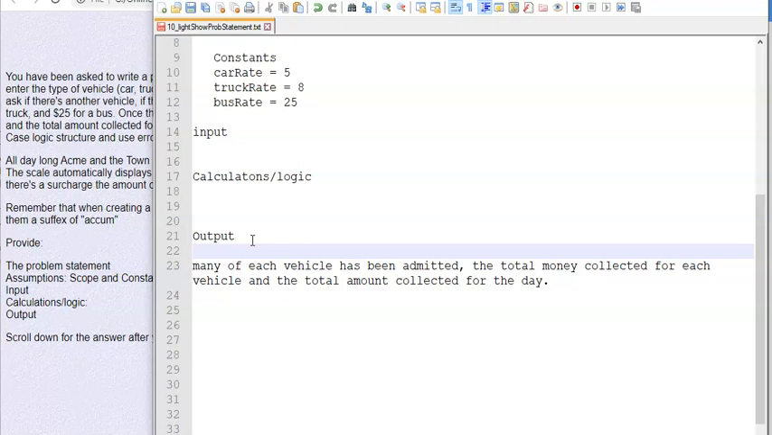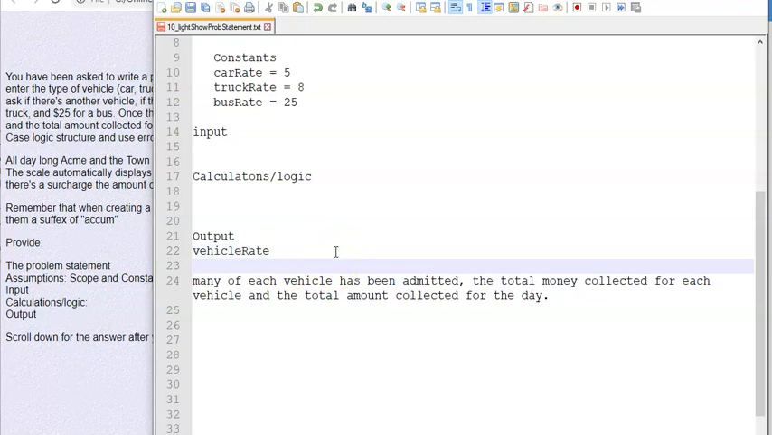Let's do a vehicle rate. That was the thing that we read up there that said that we have to tell the person how much they owe for that. So that's going to be the rate for the vehicle. And then you need to know how many of each vehicle. So we have cars, trucks, and buses, and we need to know how much.